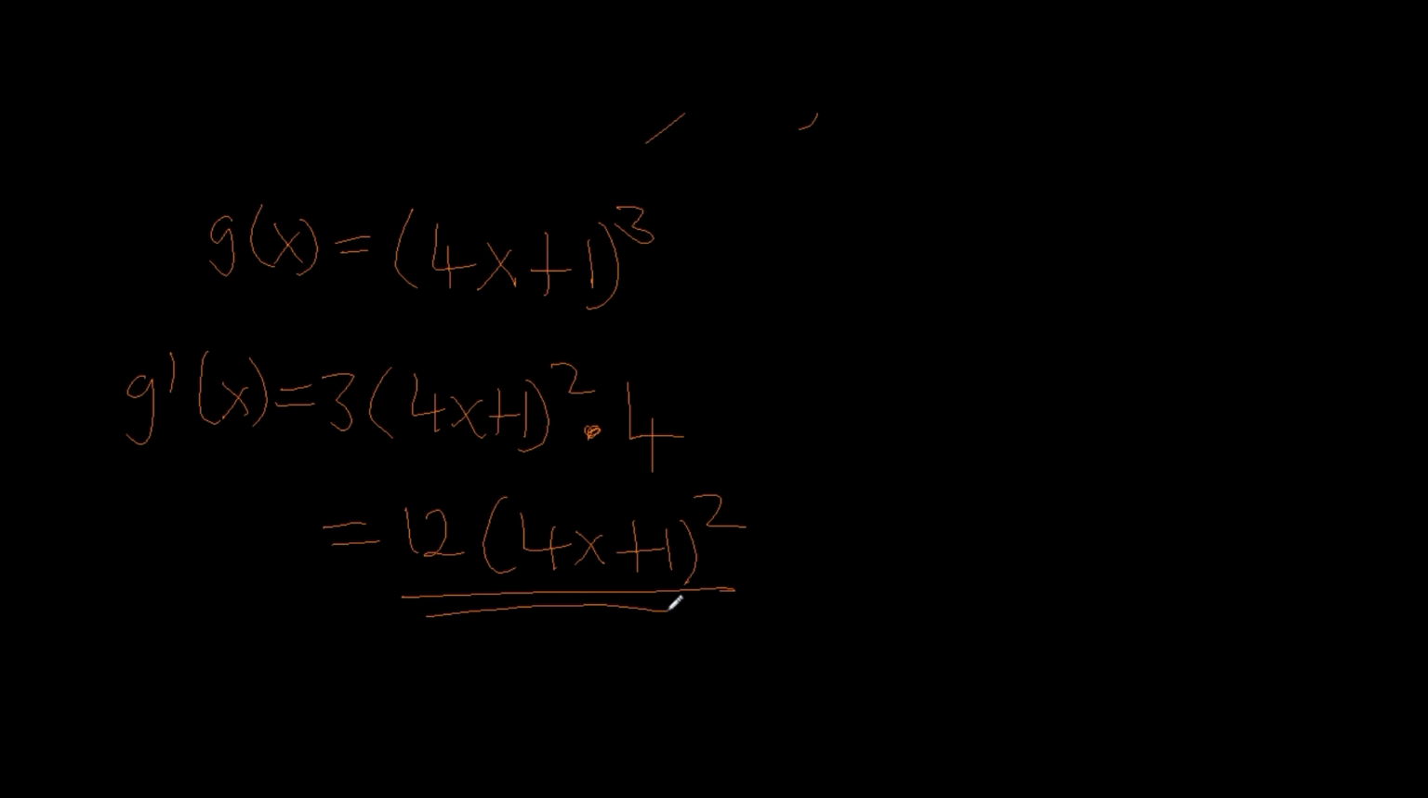Anyways, that's all you need to know on how to differentiate composite functions. It is quite simple. It's very, very simple. You're combining the techniques from the previous videos of dropping down the power and decreasing it by 1. But in this case, you then multiply it by the derivative of the inside function.